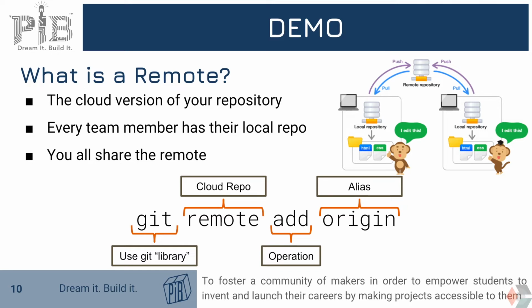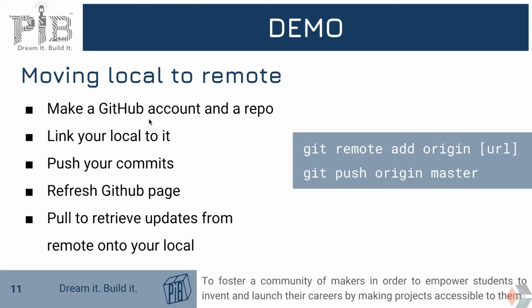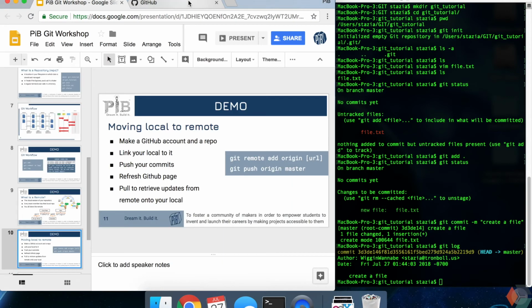A possible use case for this is your hosting service, where you can say that your origin is going to GitHub, but when you want to deploy a new version of your website, if that's what your project is, you could instead say your hosting service is Heroku, add a Heroku alias, and then you could push your changes to Heroku instead. To do that, go ahead and make a GitHub account.